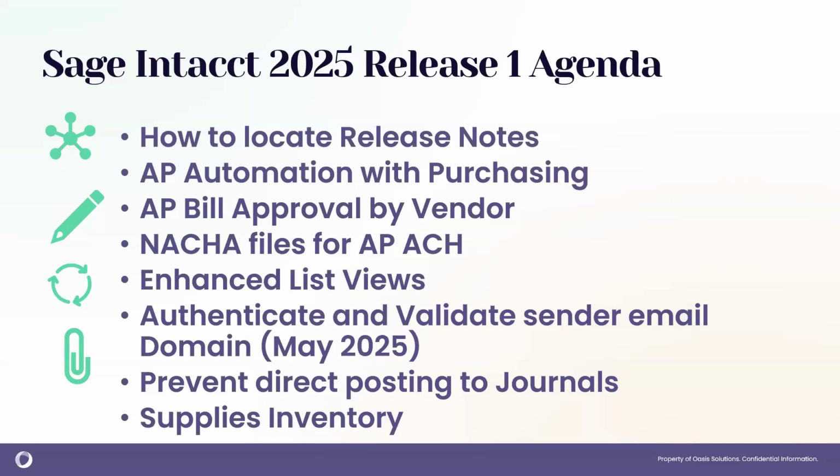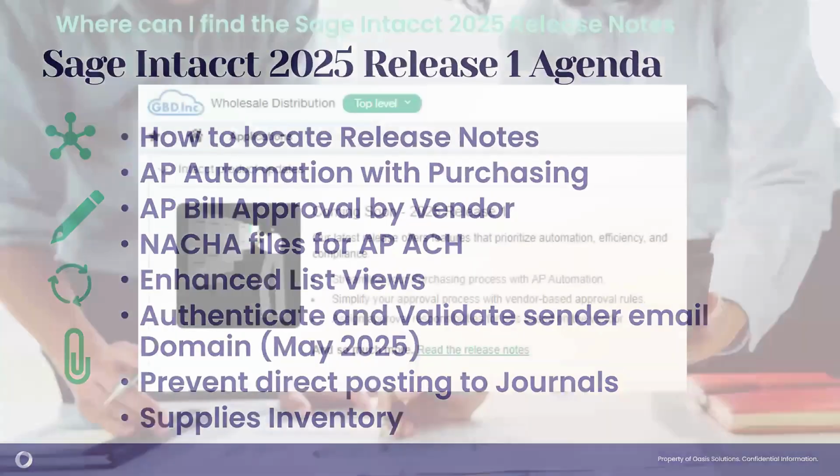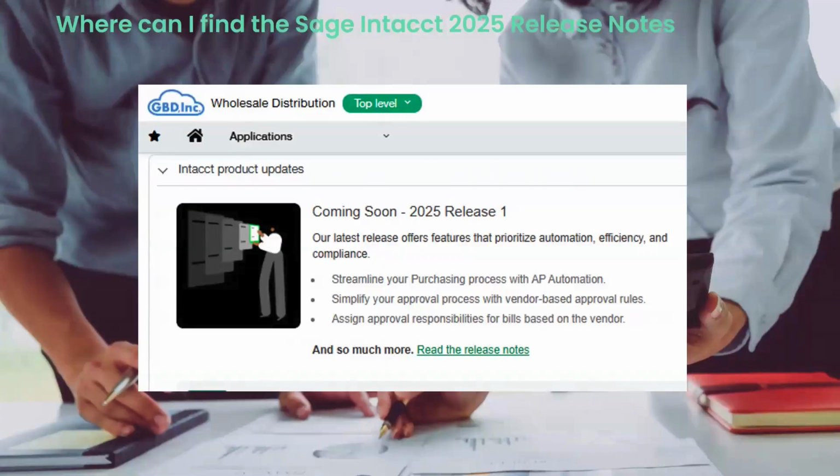So let's go ahead and dig into how do we locate those release notes. Directly in Sage Intacct, when you first log in, depending on how you've set up your preferences, if you're not already on your home screen, you'll go to your home screen and the very first thing you see is Coming Soon: 2025 Release 1. And below that is a hyperlink to read the release notes.